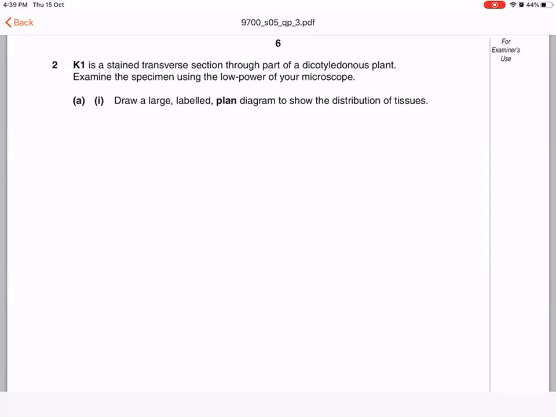And then after doing that, you are supposed to draw a large labeled plan diagram to show the distribution of tissues. Okay, in the last class, I had given you an idea about how different plant tissues look like and how to identify them, right? Now, when we are doing slide questions, which is the second question in your practical exam, you are either asked to draw a plan diagram or a high power diagram, right? Let me just give you a brief introduction of what you mean by a plan diagram.